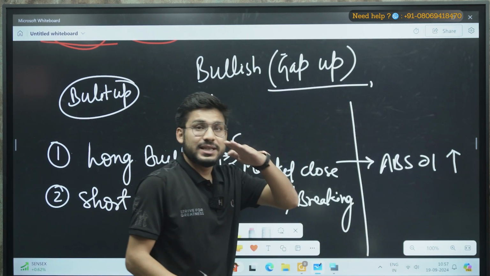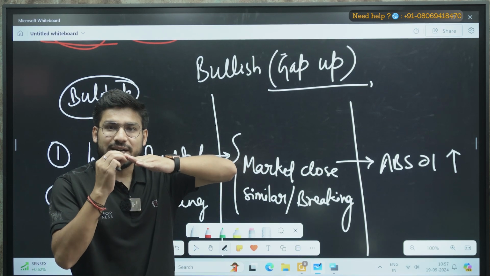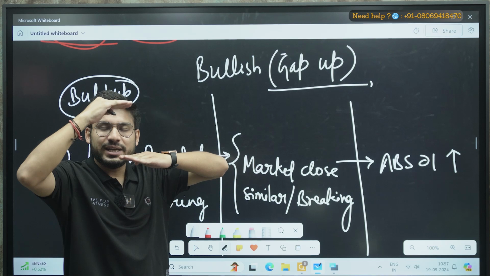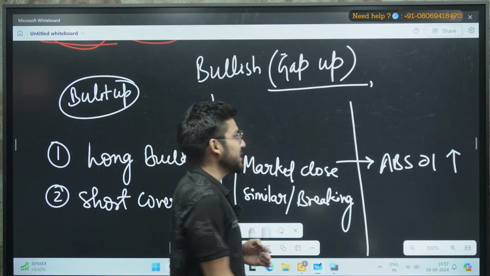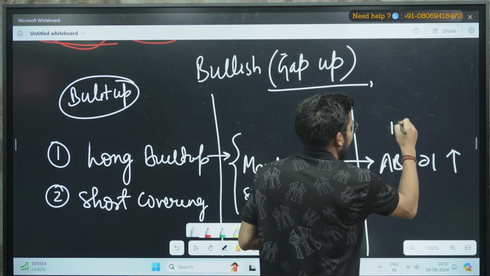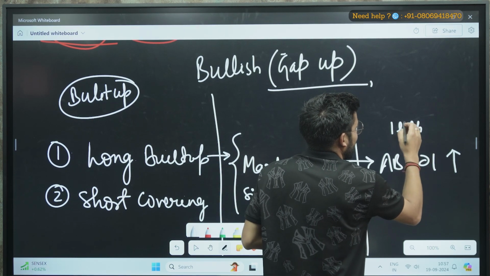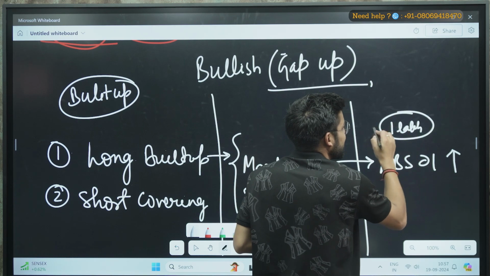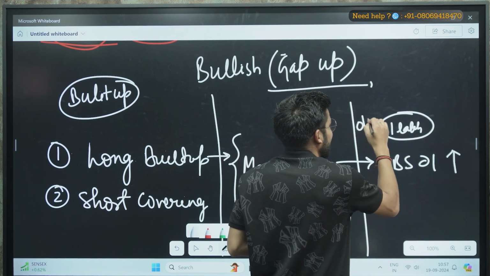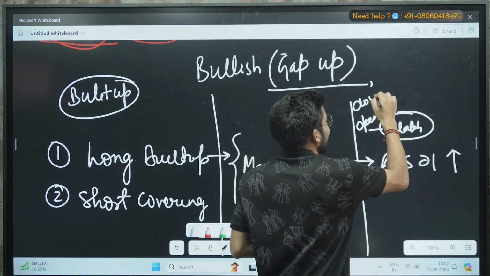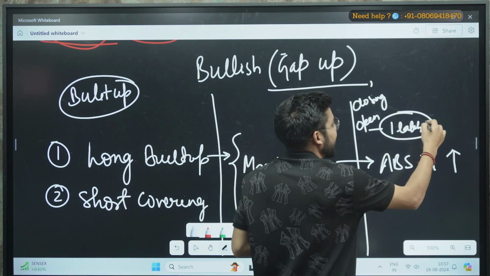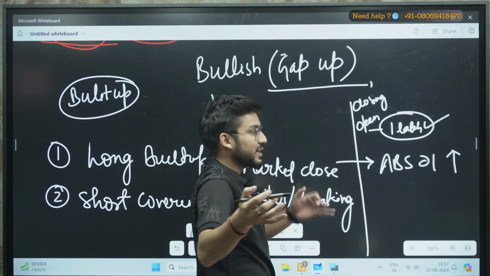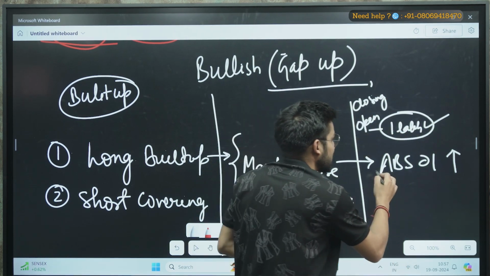It means the open contracts at the starting of the day should be less than the open contracts at the closing of the day, right? For example, at the opening there were 1 lakh contracts. So for the gap up opening, I want more contracts than this 1 lakh at the end of the market. So at the closing time, I want my open contracts to be greater than this 1 lakh. So it should be 2 lakh, 3 lakh, 4 lakh, 5 lakh. I don't care, but it should be greater than 1 lakh, right? So that is my absolute OI.